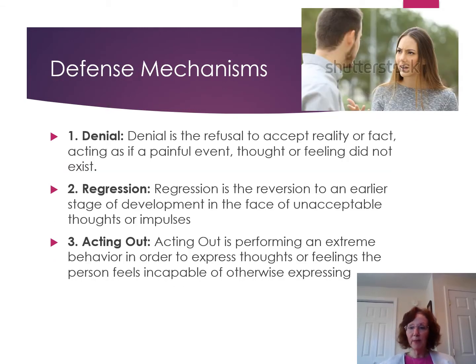Some common defense mechanisms of persons that have been in trauma are denial. Denial is the refusal to accept a reality or fact. It's acting as if a painful event, thought, or feeling did not exist at all. Then there's regression. Regression is the reversion to an earlier stage of development in the face of an unexpected thought or impulse. Then there's acting out. Acting out is performing extreme behavior in order to express thoughts or feelings the person is incapable of otherwise expressing.